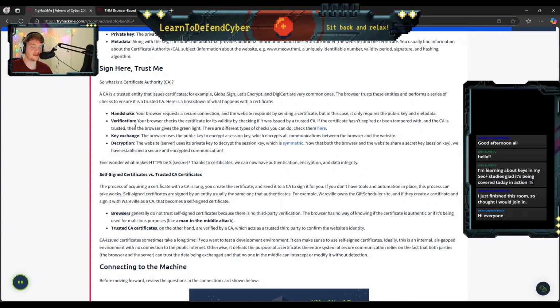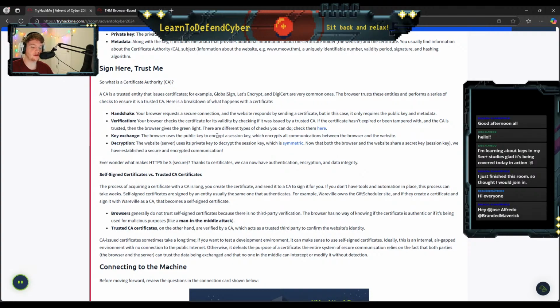And if everything checks out, the browser gives the green light, you make the connection. Boom. Okay? Key exchange happens. The browser uses the public key to encrypt a session. So we have that public key in that cert, okay? And we encrypt our traffic with it. Now, only the person who has the private key, the server in this instance, can unencrypt that traffic, or should be able to unencrypt that traffic.